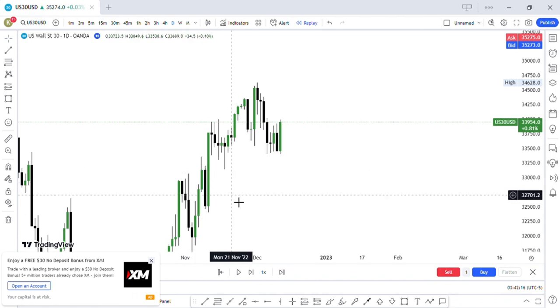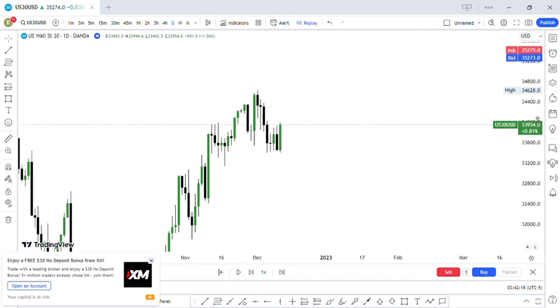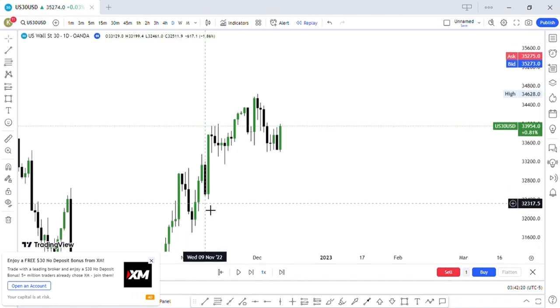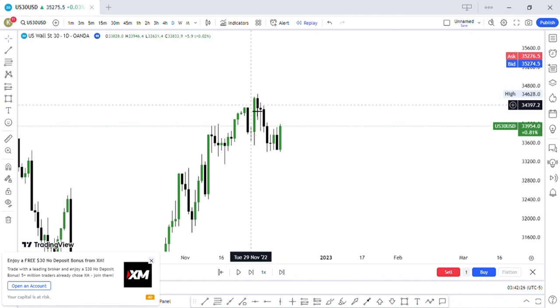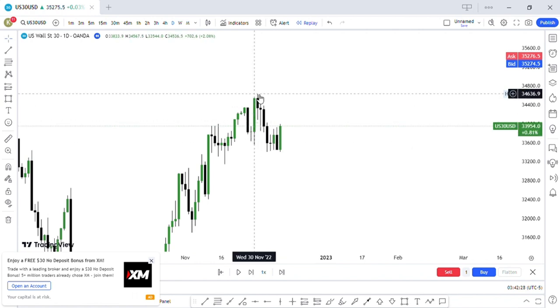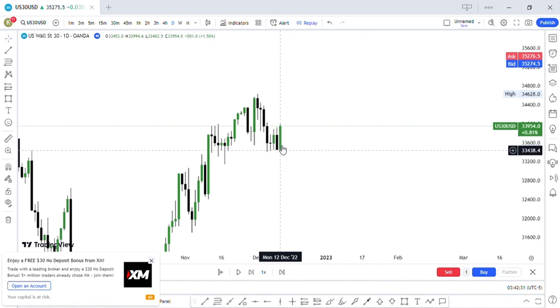Right? So what we have is the market making this low, made this high, made this low, made this high, made this low, made this high, and came down below this low. So what are we looking for? Let's replay price and see.